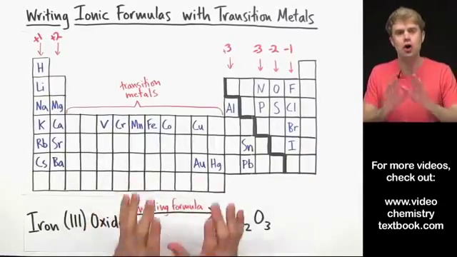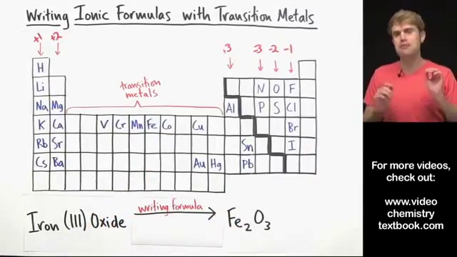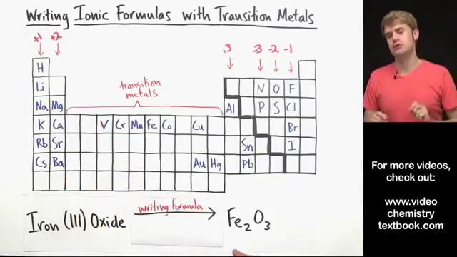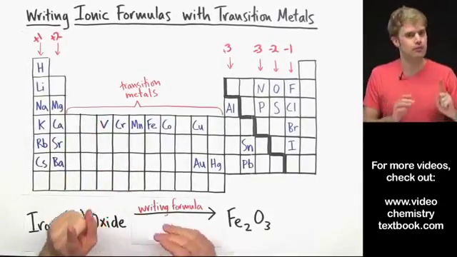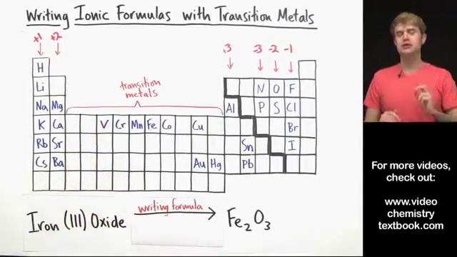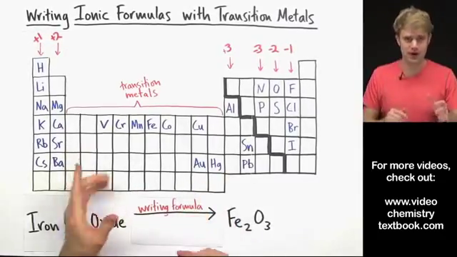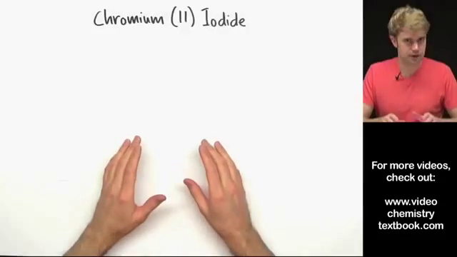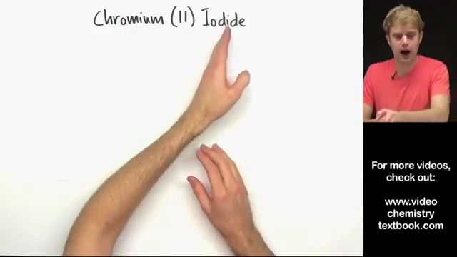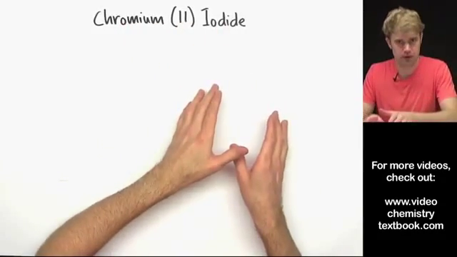Now, if this stuff is totally new to you, you might want to get some background information from two of my videos. The first is called Writing Ionic Formulas Introduction, and the second is called Transition Metals in Ionic Compounds. If you're all set with the background, let's get started. Here's our first example, chromium 2 iodide. We want to write a formula for it.